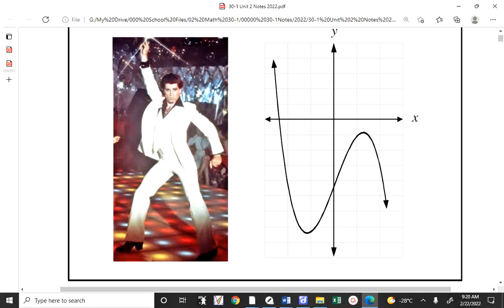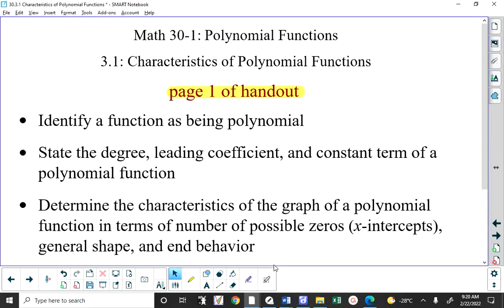All right, so we're going to get started here and plow right into it. This is on page 1 of your unit handout that I've just given you. We're going to be identifying a function as being polynomial. We need to talk about what the degree of a polynomial function means, what the leading coefficient means. So not just, when I say what it means, I mean you have to be able to identify the degree, and then you have to be able to tell me what it tells us about the graph. The same with what's called the leading coefficient and also the constant term.